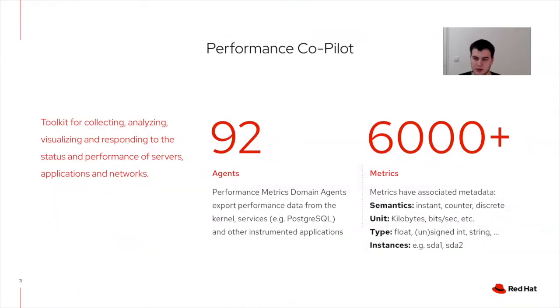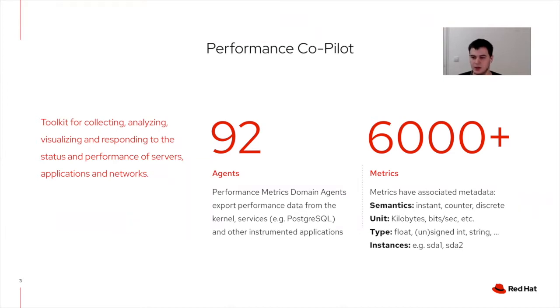Performance Copilot supports multiple agents, where each agent is responsible for gathering metrics of one specific domain. For example, we have one agent gathering metrics from the Linux ProcFS file system, another one gathering metrics from the PostgreSQL database, and one for BCC and one for bpftrace.